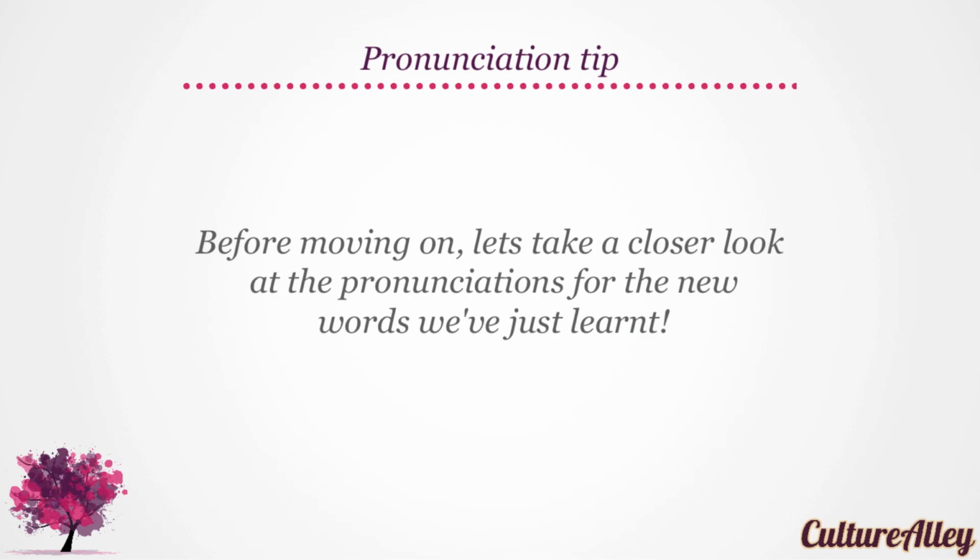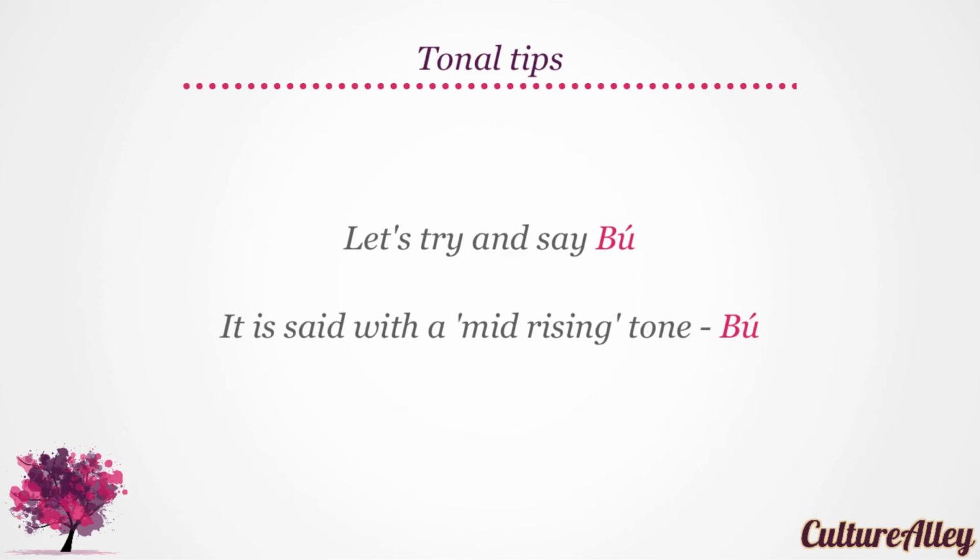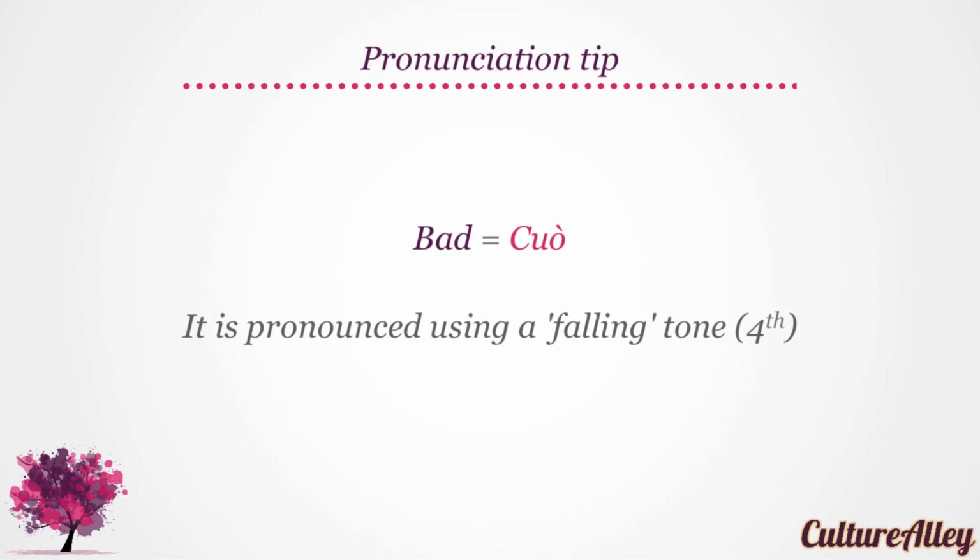Before moving on, take a closer look at the pronunciations for the new words we've just learned. Let's start with not. Not translates as 不 and is pronounced using a falling tone. Can you try and say 不? It is said with a falling tone, like 不. Great! Let's see the next one.